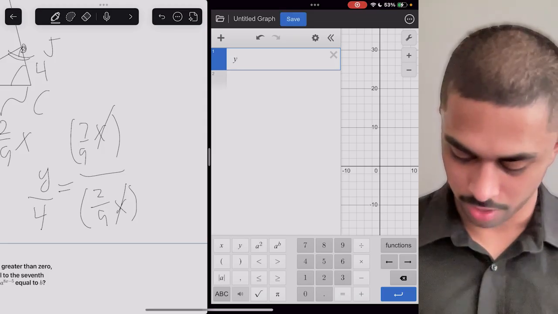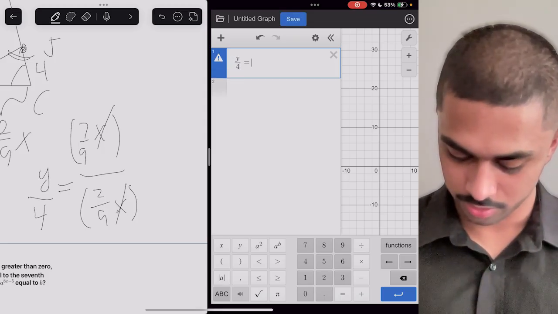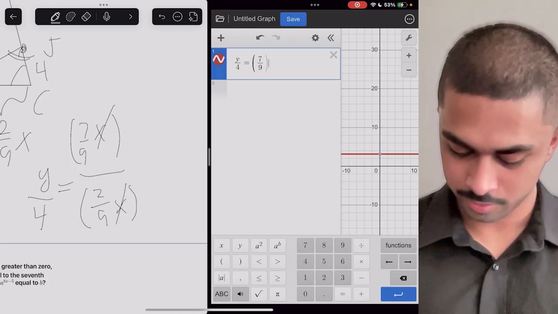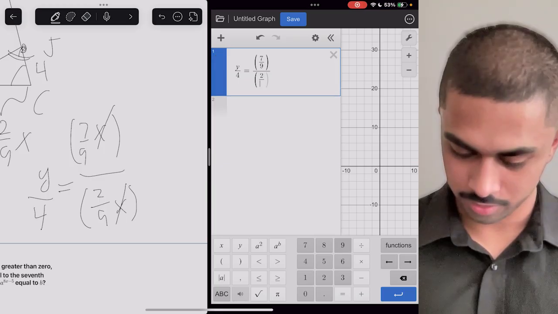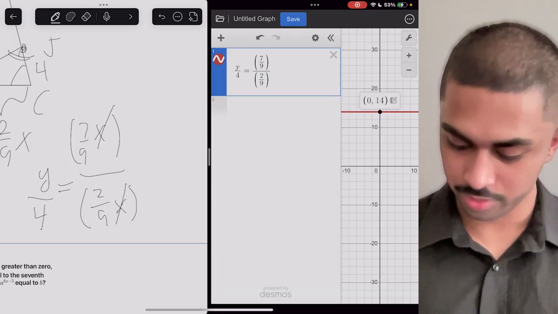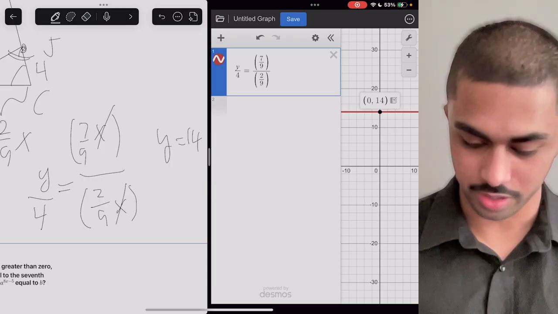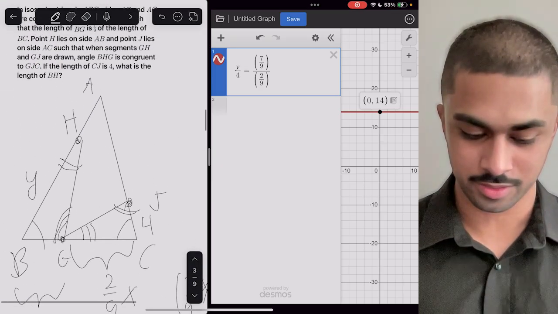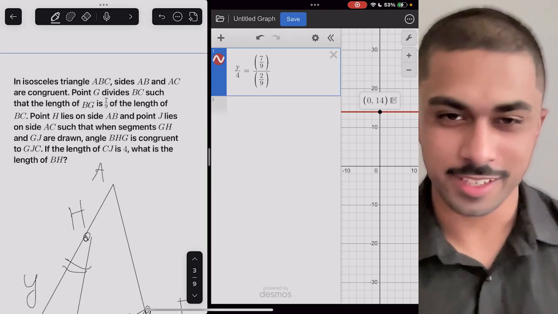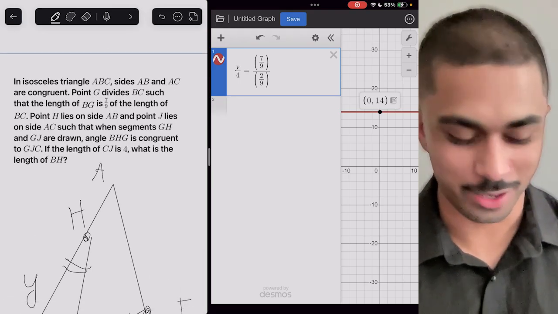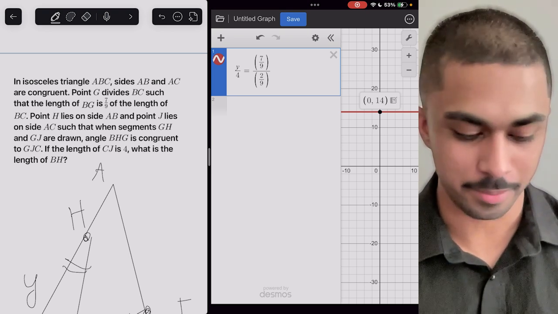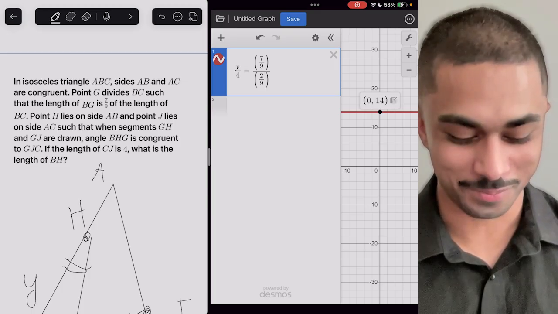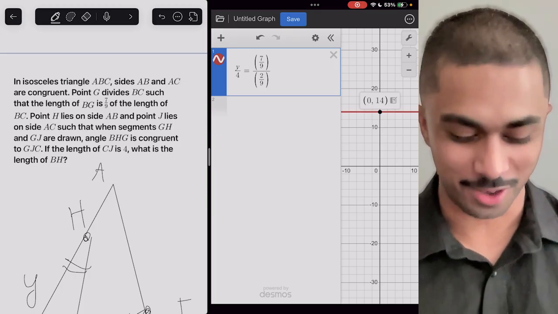So y divided by 4 equals 7/9 divided by 2/9. And what we'll see is that y is equal to 14. This is our answer. Y is equal to 14. This isn't exactly the question that was on the SAT that me and my students saw, but this is very similar. I'll leave it at that.